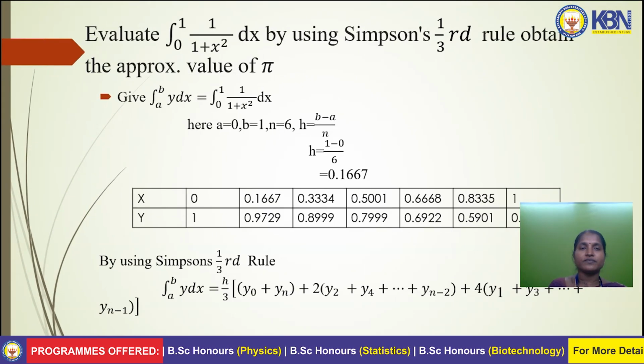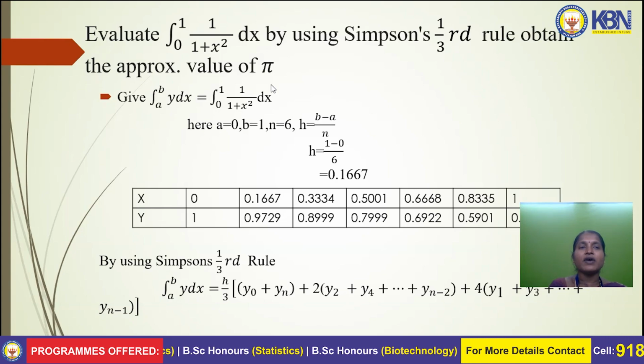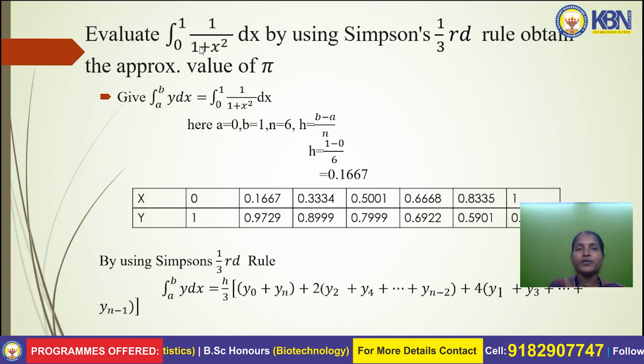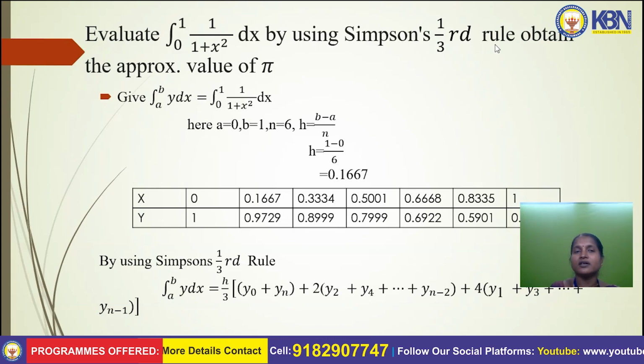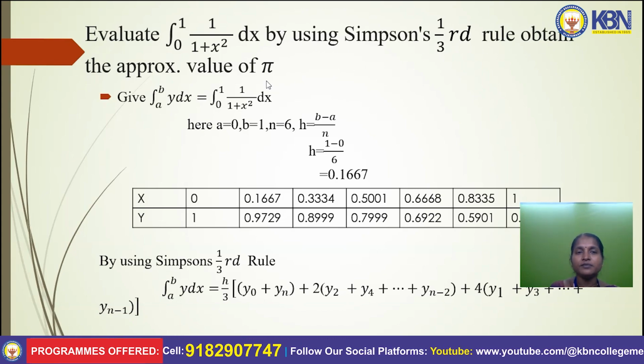Right. So one is: evaluate the integral from 0 to 1 of 1 by 1 plus x square dx using Simpson's 1/3 rule, and also obtain the approximate value of pi. Given the integral of a to b y dx is equal to the integral from 0 to 1 of 1 by 1 plus x square dx.